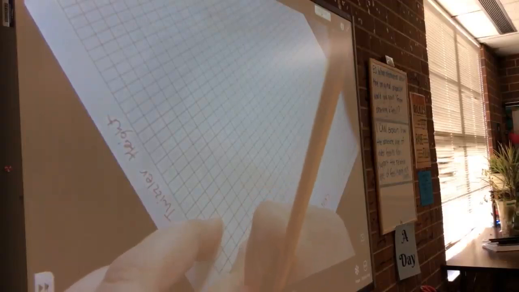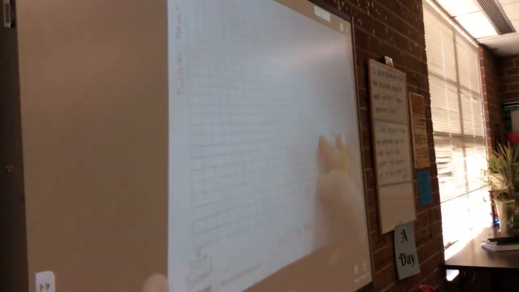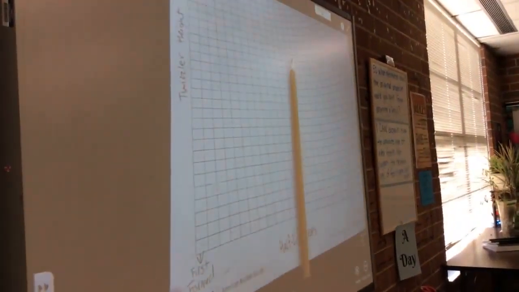At the bottom of that first column, I want you to mark it as first formed. This is when our organism died and started turning into a fossil. Mark it as first formed.